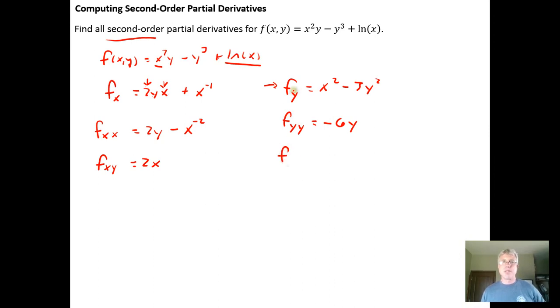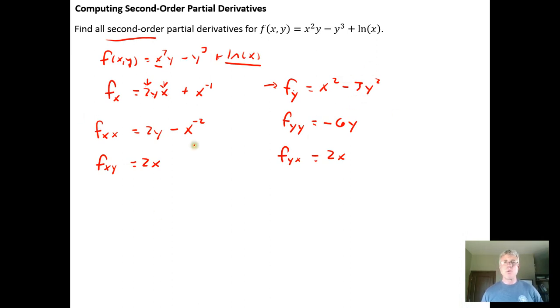I can also from this calculate f sub yx, because we do y first, we already did it, then take the derivative of that result with respect to x. So the derivative of f sub y with respect to x is going to equal, right here, 2x. We treat minus 3y squared as a constant, so its derivative is 0.